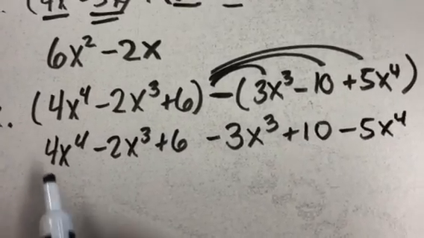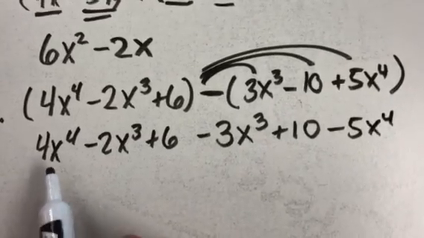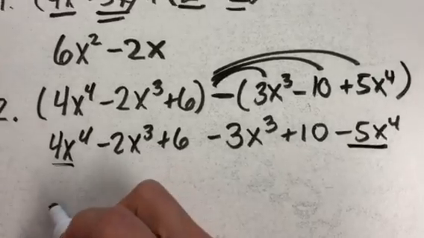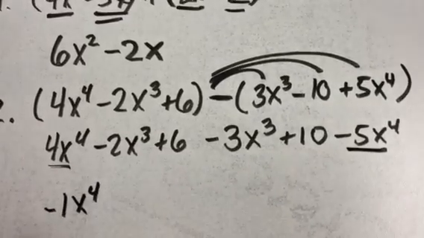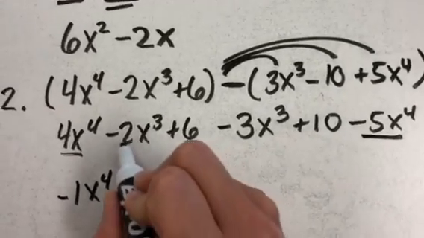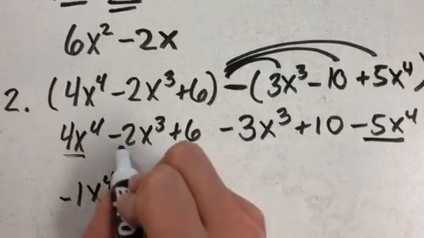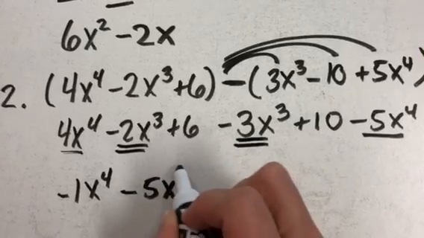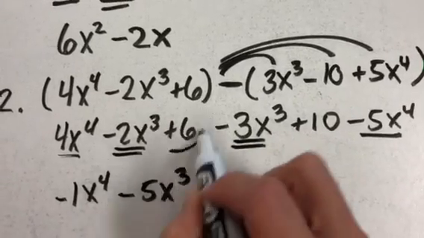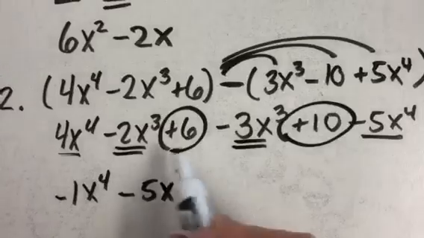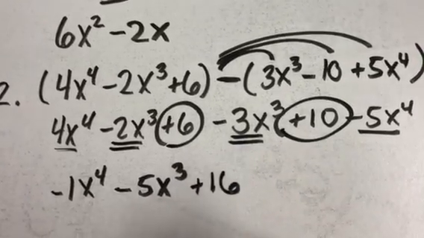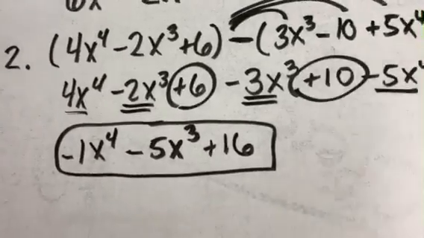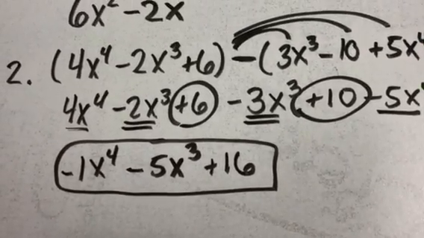So when writing my answer, I want to start with the highest exponent, which would be the x to the fourth. So these two can be added together, and I'll get negative 1x to the fourth. My next highest exponent is x to the third. We have two of them, so negative 2 and negative 3 would give us negative 5x to the third. And then finally, our constants would go last, and when we add 6 and 10, we'll get 16. So our final answer should be negative 1x to the fourth minus 5x cubed plus 16.